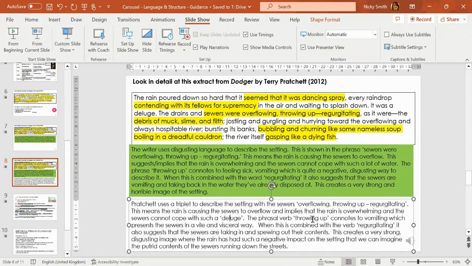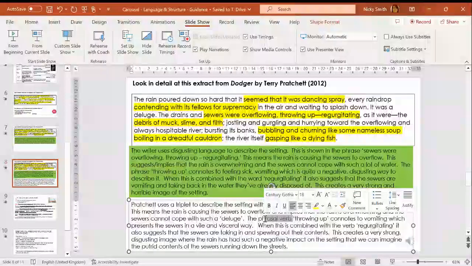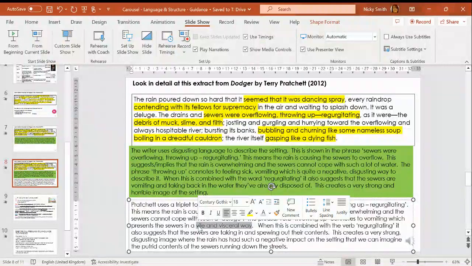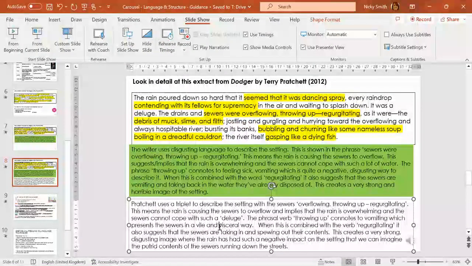The phrasal verb, so I'm zooming in on those words again, but this time I'm identifying what they're called. Again, if you don't know, just say the word. The phrasal verb throwing up connotes vomiting, which presents the sewers in a vile and visceral way. Now, that is a little bit of opinion I'm putting in there, and I'm also using some advanced vocabulary. This is not necessary, but if you do use it, sometimes you can dazzle the examiners a bit.